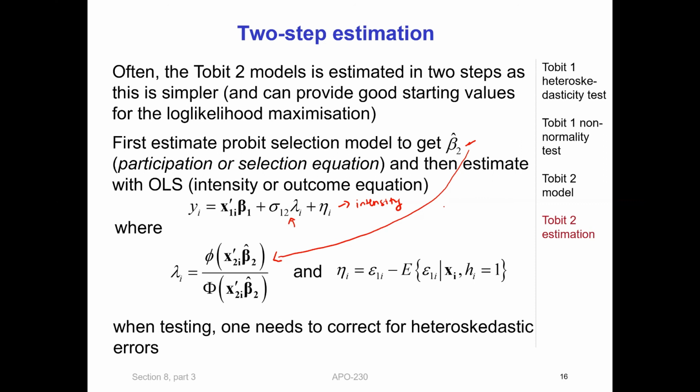However, again, just like the Tobit-1 or like a normal OLS linear regression, we will need to correct for heteroscedastic error if we want to do hypothesis testing. So that is for the Tobit-2 model. We will see an example during the live session tomorrow.